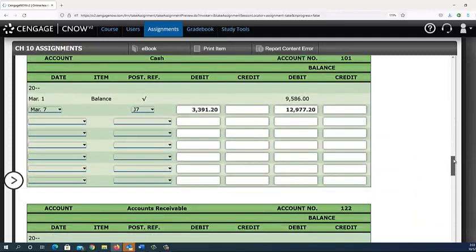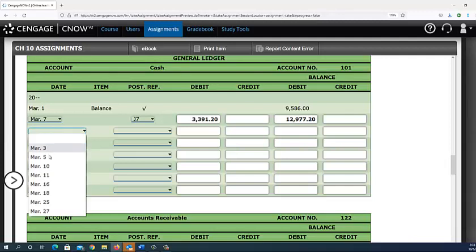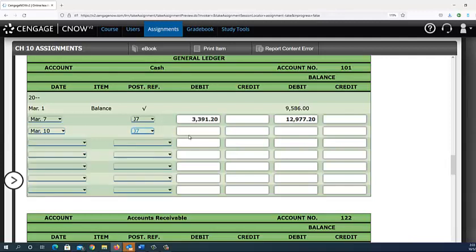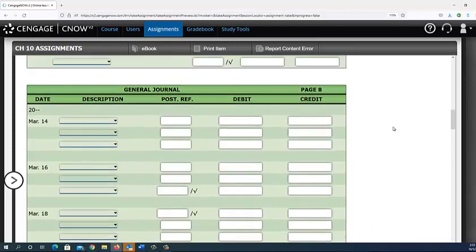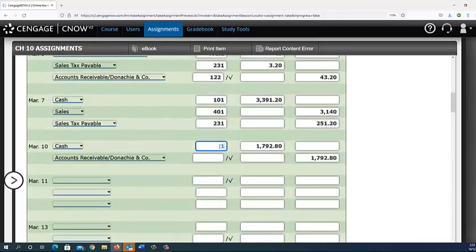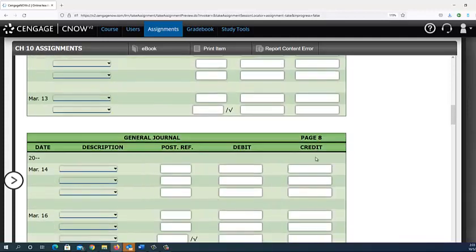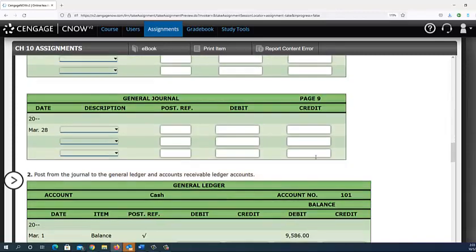Cash is going to go up. Okay, and we had a balance of $12,977.20. So now we have $14,770 in our cash account. Okay, and now we need to post accounts receivable. That's a credit of $1,792.80.